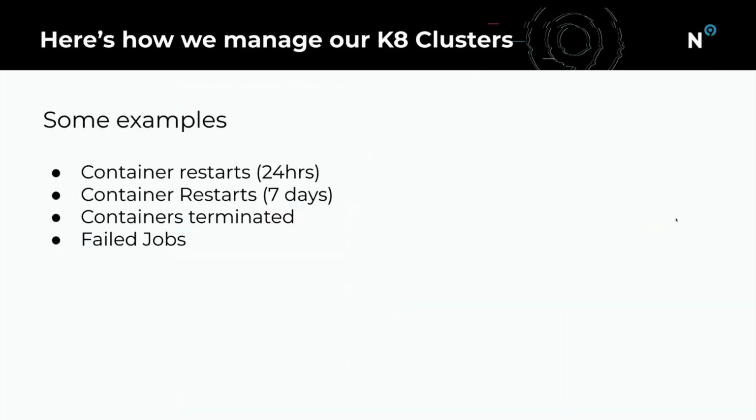So let's dive in a little bit more about the SLOs which Nobl9 has picked. I know we have some examples around container restarts and terminated and invalid jobs. Can we get a sneak peek of what those look like? Yeah, let me share my screen here.